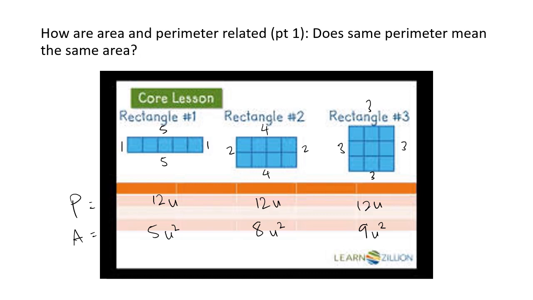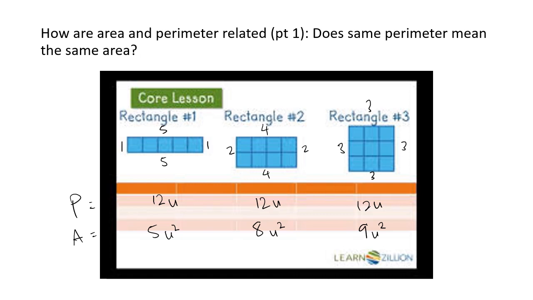So the answer to this question, does the same perimeter mean the same area? Obviously, no. We've got 3 rectangles here that were chosen because they all have a perimeter of 12 units, but the areas are all different. We got 5, 8, and 9 square units as the area for each of these 3 rectangles.